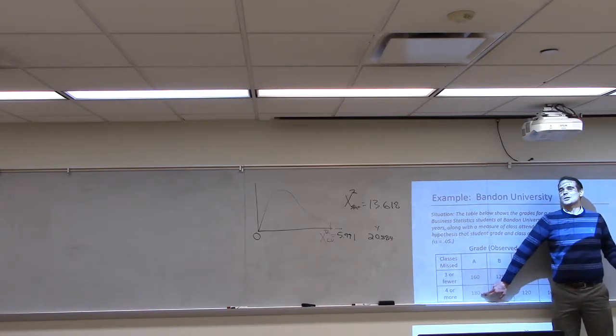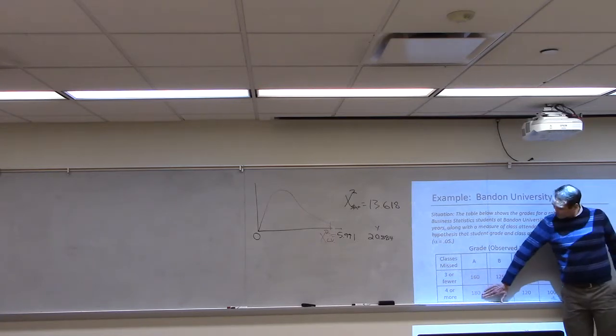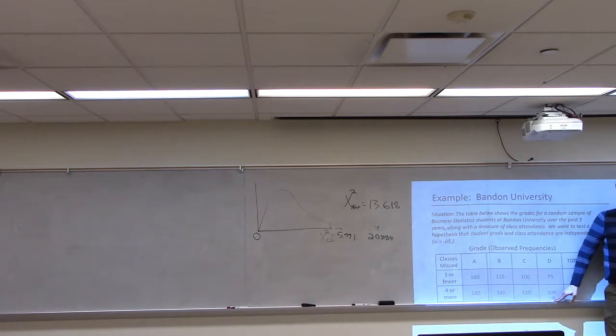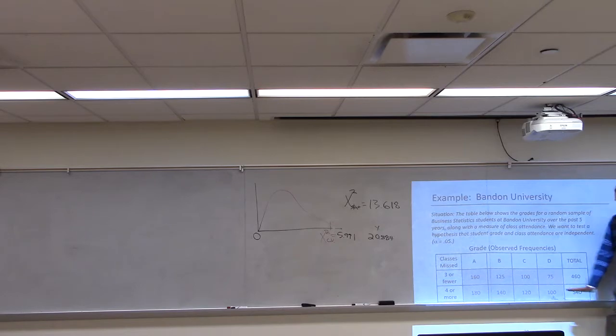But that doesn't necessarily prove anything because the whole pie of students who missed lots of classes was bigger to begin with. So most of the students missed class. Just because we have more students here who got A's, that doesn't prove anything yet. We need to calculate the actual expected frequencies based on the total pie in each of these categories. And then we see the difference. That's what's going to matter to us with the chi-squared test.